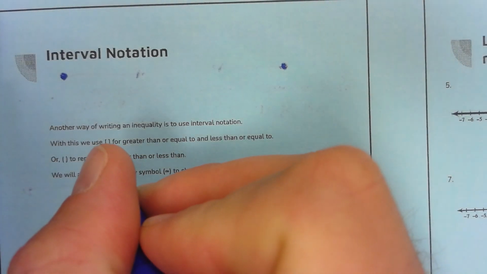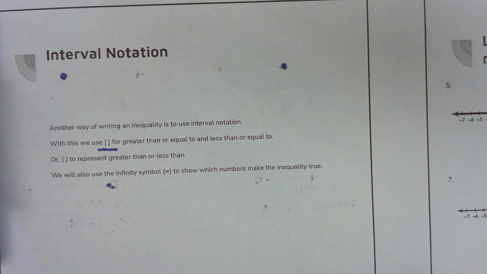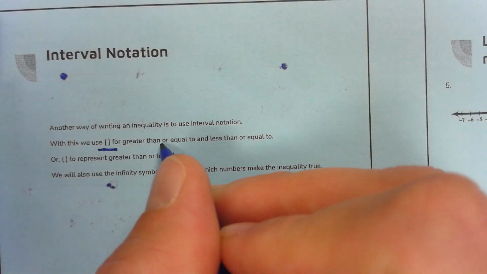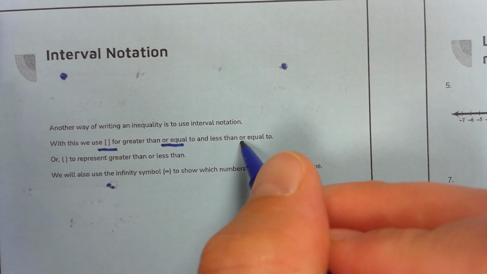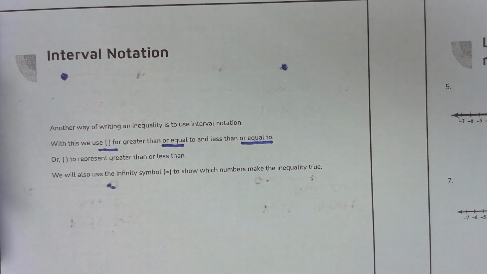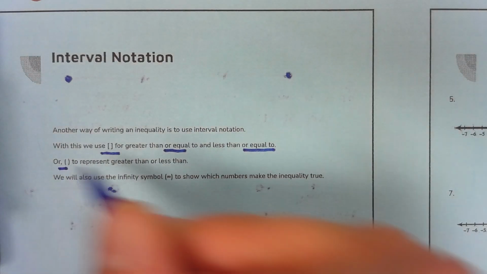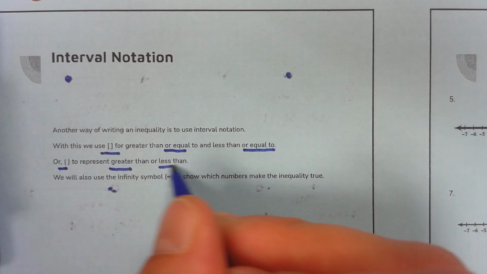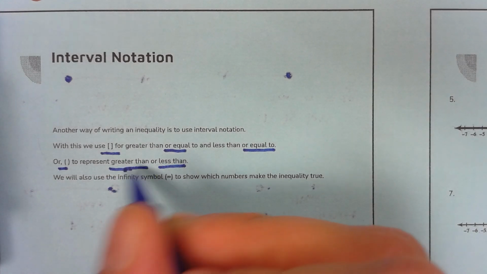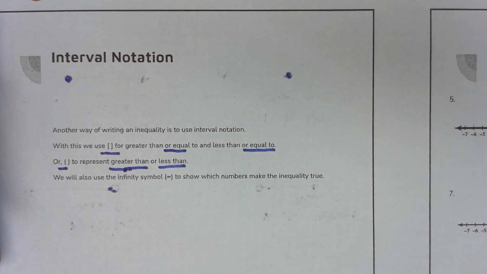So we're going to use what I call squared brackets whenever we have the "or equal to," so greater than or equal to or less than or equal to. And then we use regular parentheses if it's just greater than or just less than. So no "or equal to," we use regular parentheses. Or equal to, we use the squared-off bracket.